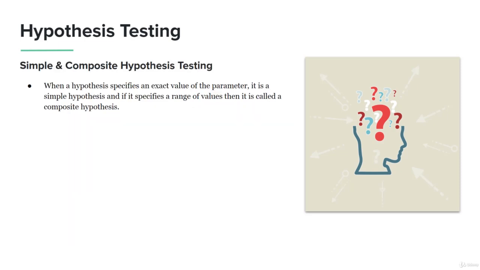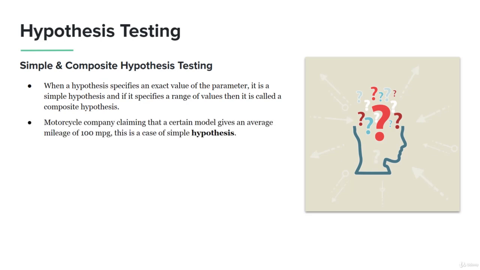And so, simple and composite hypothesis testing. In this particular situation, when a hypothesis specifies an exact value of the parameter, it is a simple hypothesis, and if it specifies a range of values, then it's called a composite hypothesis, right? Look at the difference there and understand that.